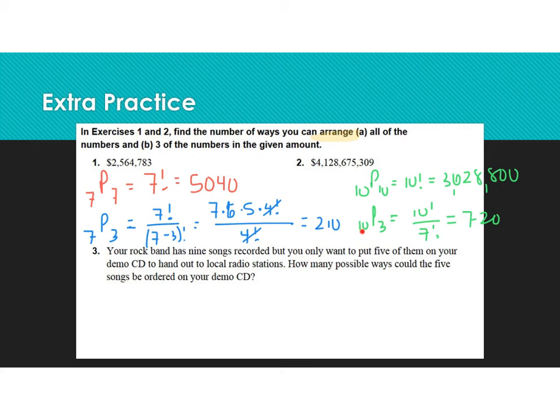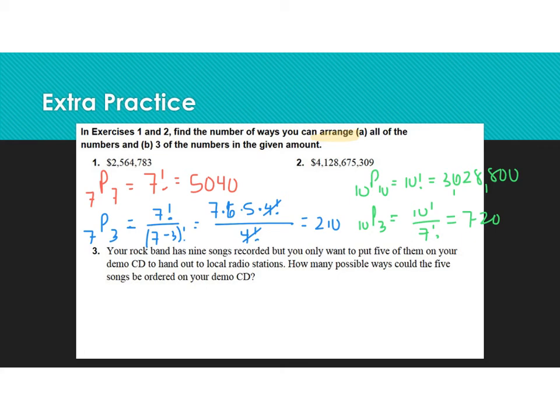All right, so if you have 10 objects though and you're only taking 3 of them at a time, you did n factorial over n minus r factorial, which gave you 720. Your rock band has 9 songs recorded, but you only want to put 5 of them on your demo CD. How many possible ways could the 5 songs be ordered?